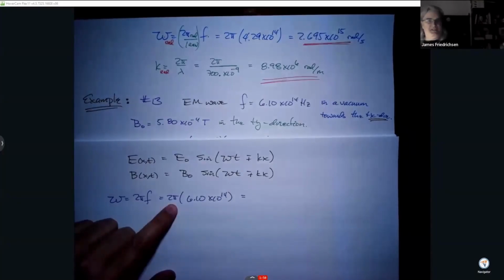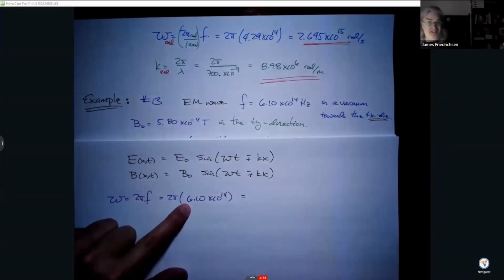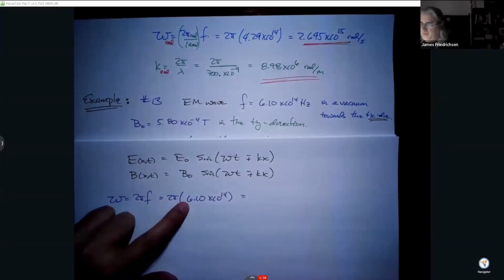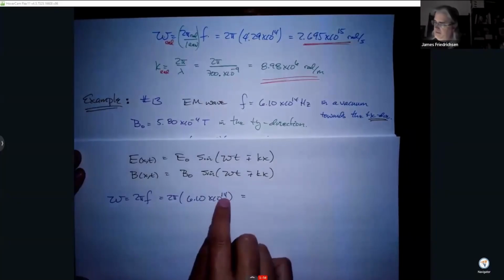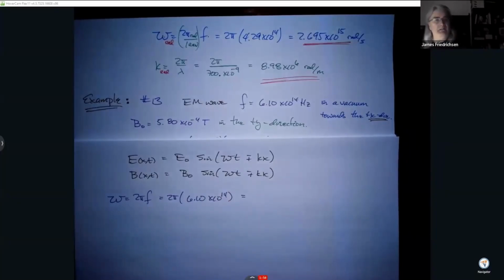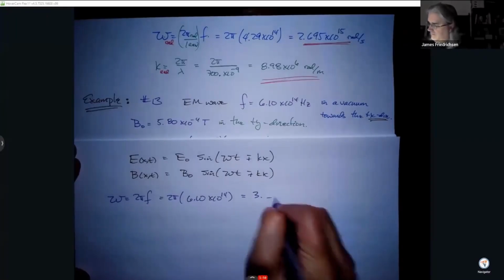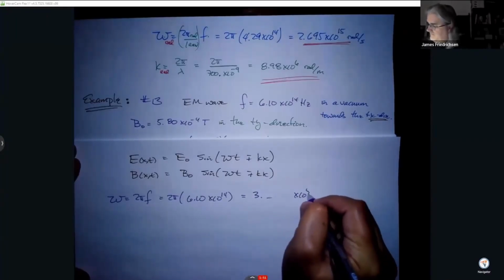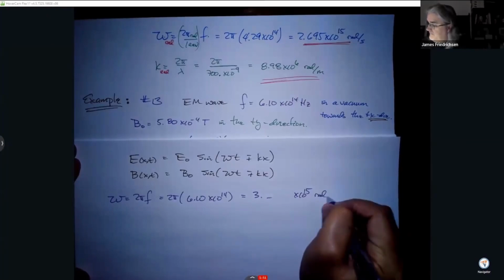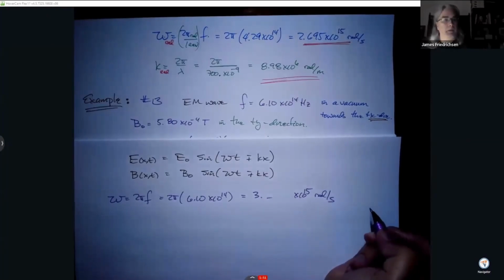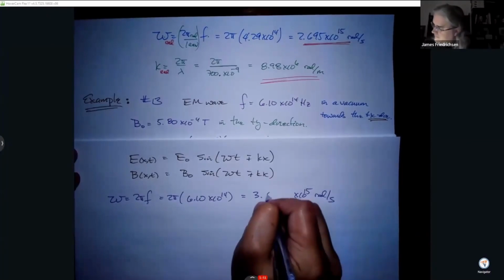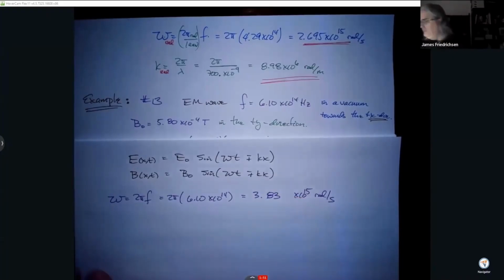This is 6-ish times 6 would be like 36. So 3.6 or maybe 3.7, times 10 to the 15. There it is, 3.83. That was off a bit. There we go. Got that one.